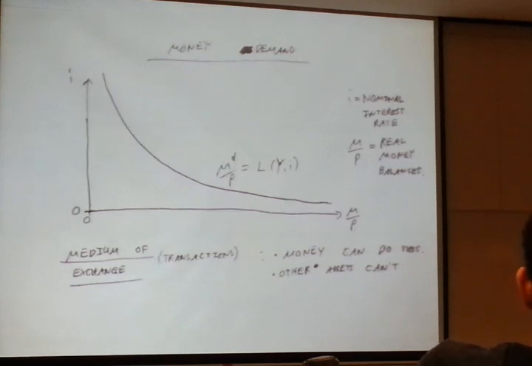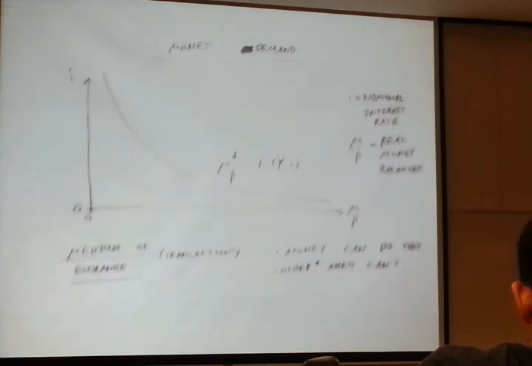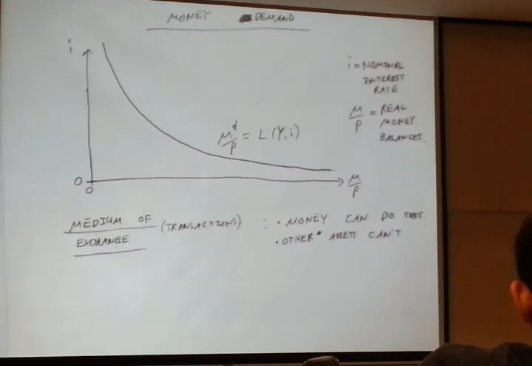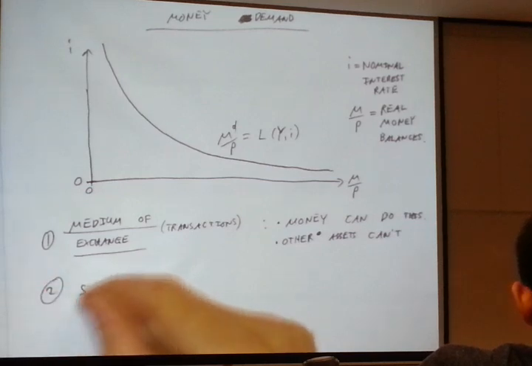Now, what are the other functions of money? What else does it do? It's a store of value, good. That was the other one I was looking for. There are several, actually, but only two of them are really relevant here. These are the two I need. Medium of exchange and number 2, store of value.